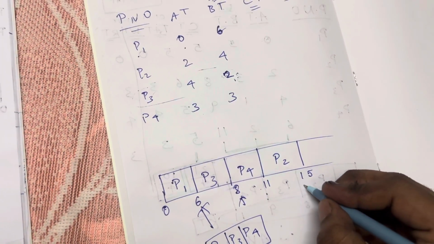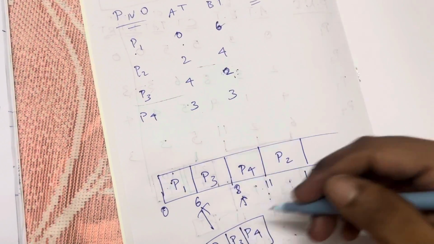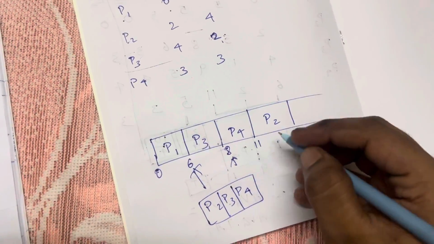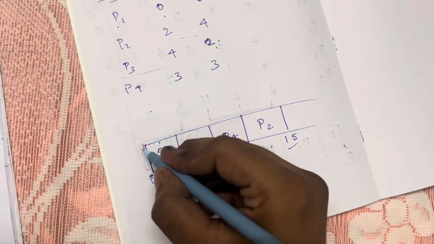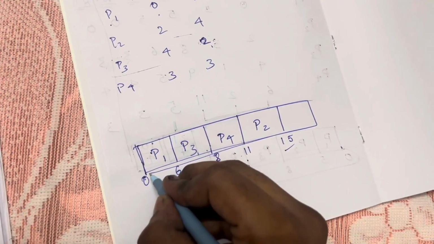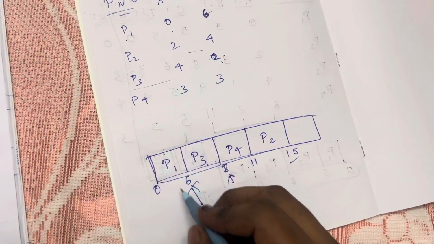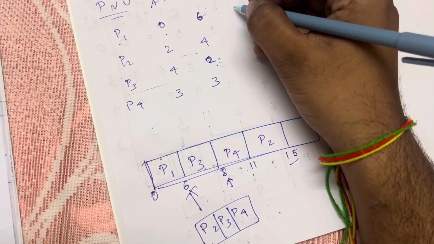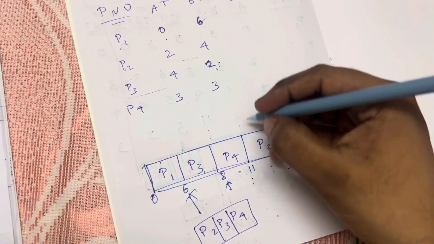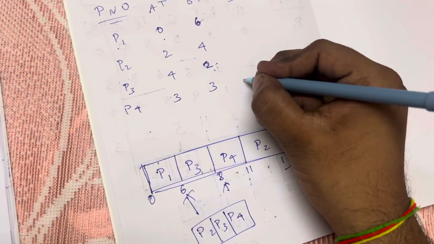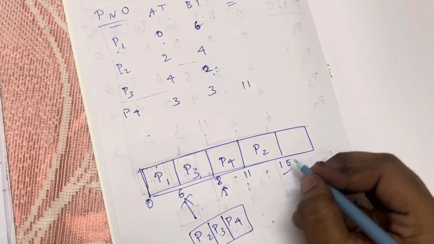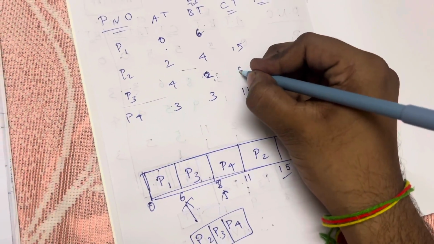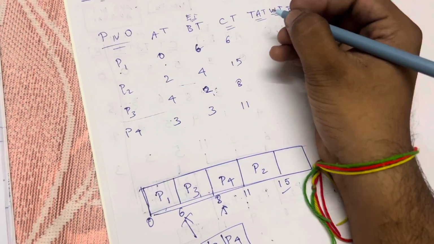Now by 15, all the processes have arrived. Now this you have to write in an order. Okay, so now P1, what does P1 become? Let's come from the bottom. P4 is 11, P2 is 15, P3 is 8 and P1 is 6.